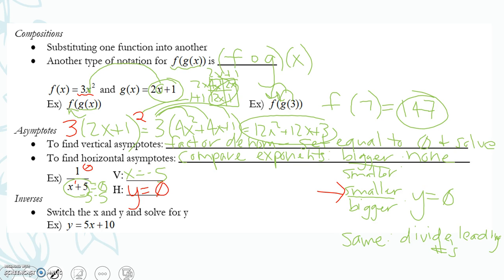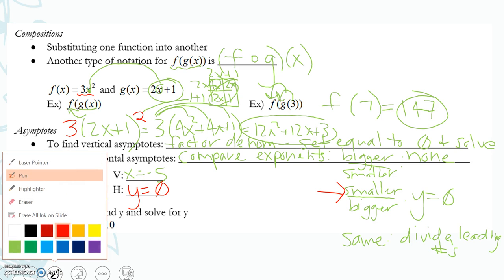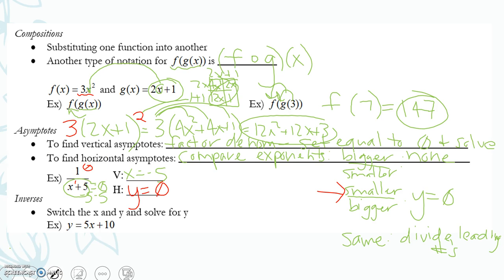Last topic is inverses. So what you have to do for inverse is switch the x and y and solve for y. Commonly, they use the notation f inverse of x, and if you don't know what that means, then you're going to be out of luck. So make sure that you know what that means. So in this example, I switched the x and the y, so it'd be x equals 5y plus 10. Nothing else switches except for the x and y.